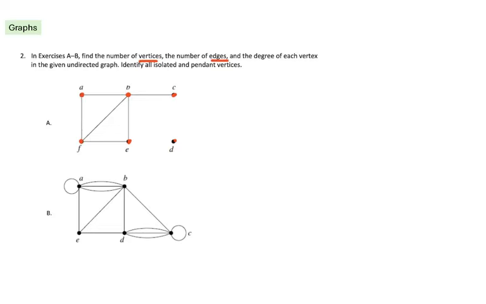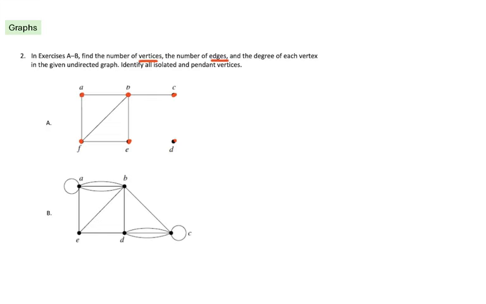This is airplane routes from city to city. The cities would be the vertices, and the edges would be the actual routes. Or we can talk about computer networking connections or telephone connections. Anytime you have things being connected, we can visualize them with these graphs.